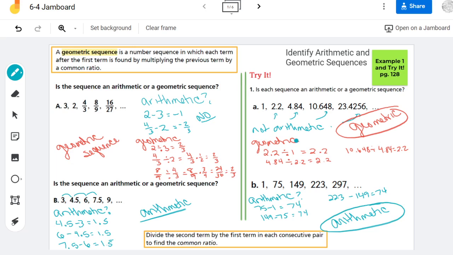So there you have it. That is how to identify arithmetic and geometric sequences.